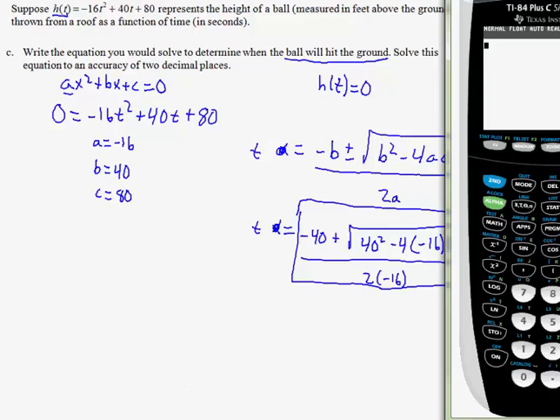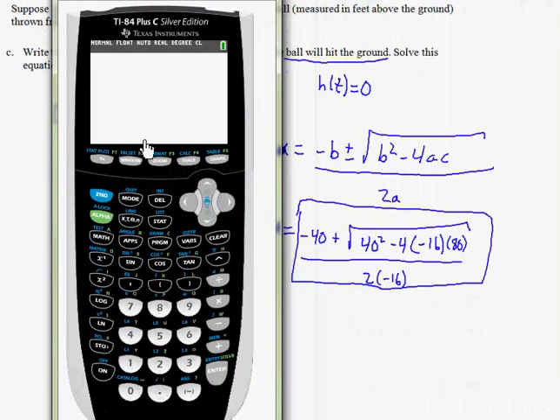So going to my graphing calculator, I'm going to type in negative 40. I'm going to do the plus case, and I'm going to have the square root. And then, because I'm in classic mode, I get a left parenthesis. I'm going to type everything that's supposed to be under the radical, and then when I'm done, I will do a right parenthesis. So I have 40 squared, subtract 4 times negative 16. You can hit multiply by negative 16, or you can choose to put another set of parentheses, whichever you so desire. C was 80. Now, this is the place where I have to cap off that left parenthesis with a right parenthesis to let the calculator know that all of that was under my radical.